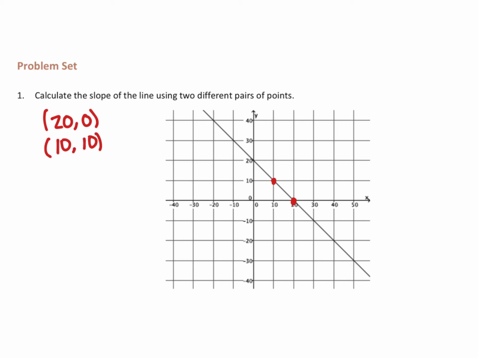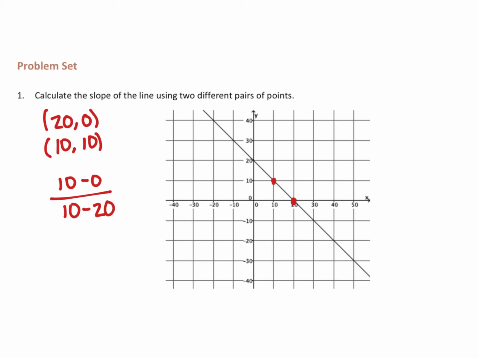So we're going to subtract the y value. So I'm going to start with the bottom one and subtract the top. So the y values here, 10 and 0, because that's the vertical direction. And then I'm going to subtract the x values, but I need to make sure that I do so in the same order. So since I started with the bottom the first time, I need to start with the bottom again the second time. So the bottom and then the top.